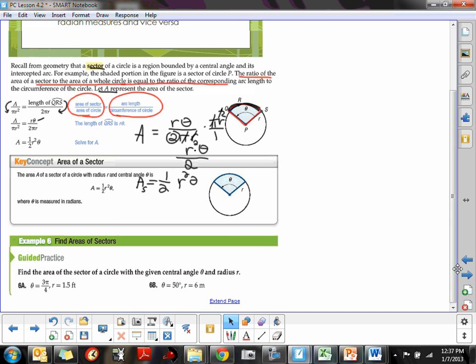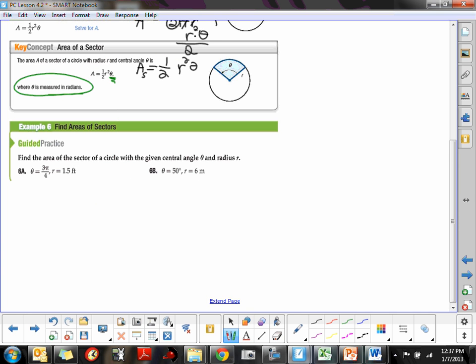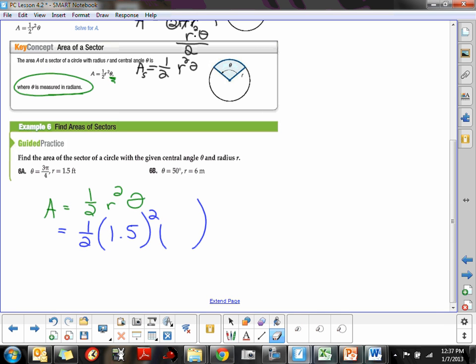There's something we need to pay attention to here. First of all, make sure that theta is an angle measured in radians. This formula is only good if theta is in radians. So in the next two examples, we're going to apply our formula that says the area of a sector is equal to one half the radius squared times the central angle in radians. We have one half times the radius, which is 1.5, squared, times the central angle in radians, which in this first example is given as 3 pi fourths.